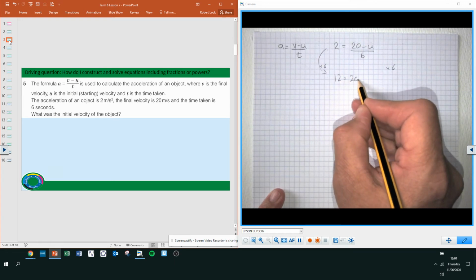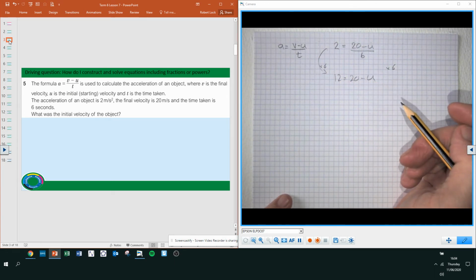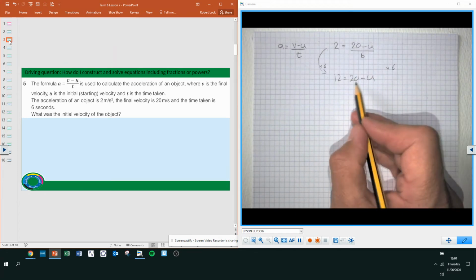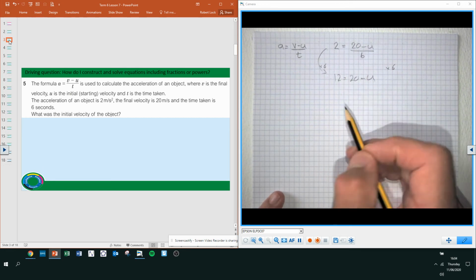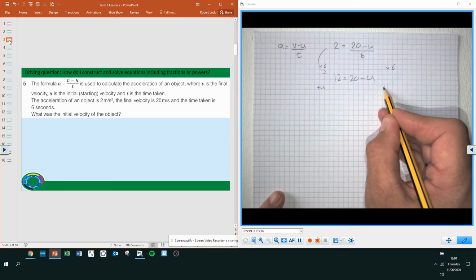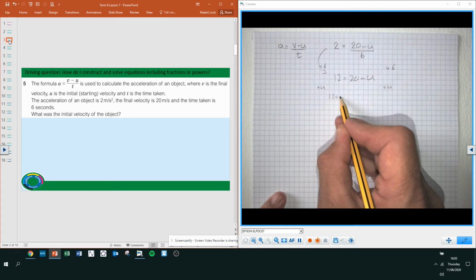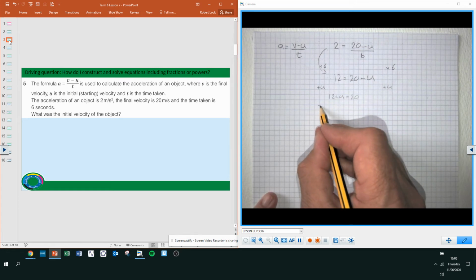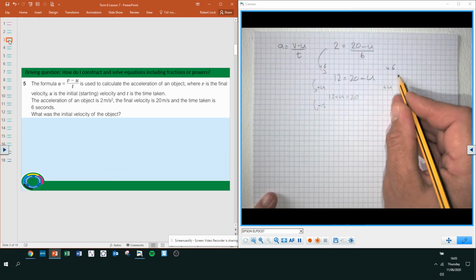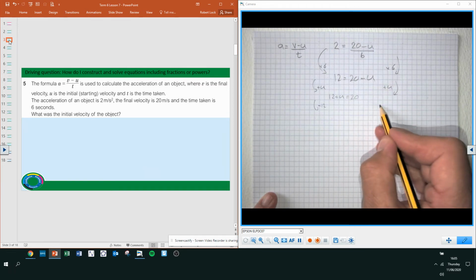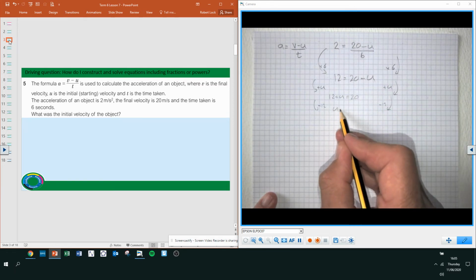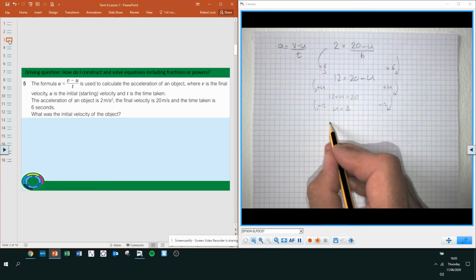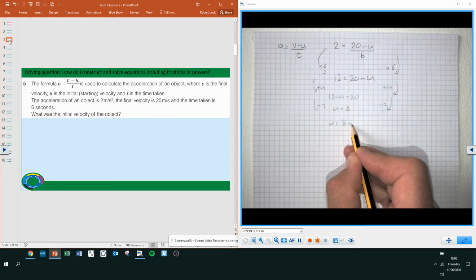12 equals 20 minus u. We really want positive, so let's put the u over this side. So we plus u both sides. We end up with 12 plus u equals 20. You can get rid of the 12 here. We minus 12 on both sides. We end up with u equals 20 take away 12 is 8. So u equals 8 meters per second.